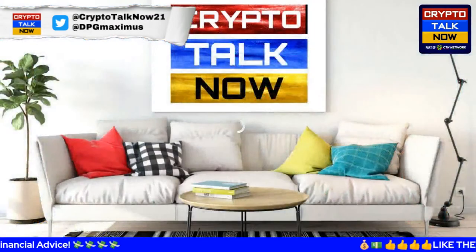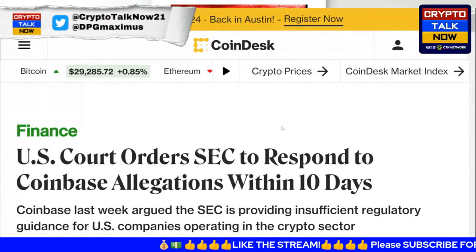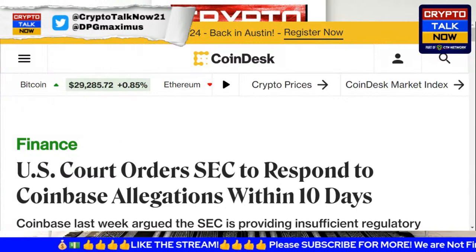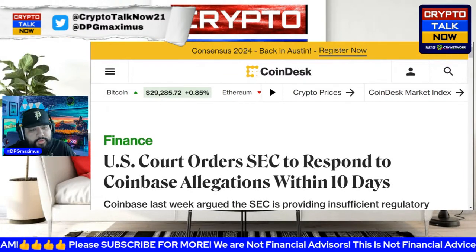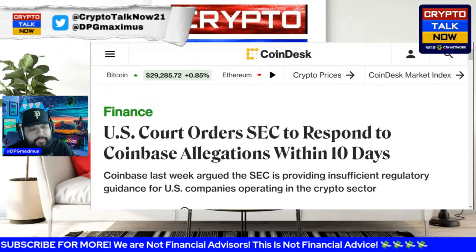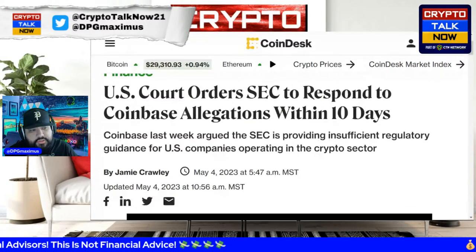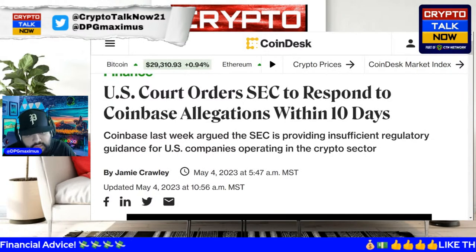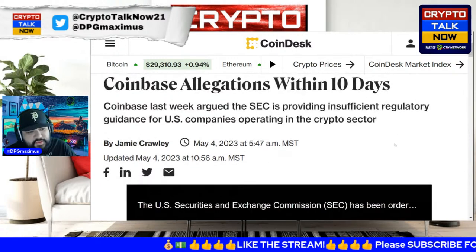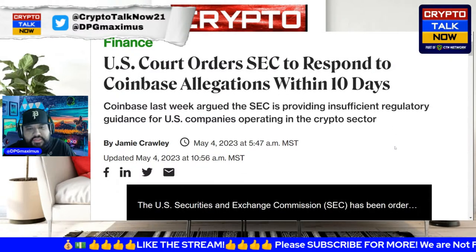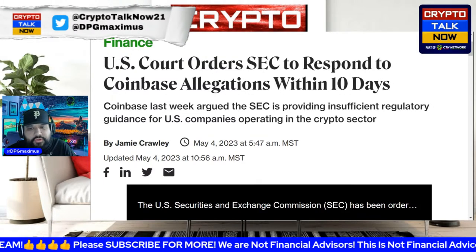Check this out. A little bit more in regards to this topic of the SEC and so on, Ripple. On this one, it comes straight from CoinDesk. Let's pull it up here in a second. There we go. It says U.S. court orders SEC to respond to Coinbase allegations within 10 days. All right, that's what I'm talking about. It says Coinbase last week argued the SEC is providing insufficient regulatory guidance for U.S. companies operating in the crypto sector.